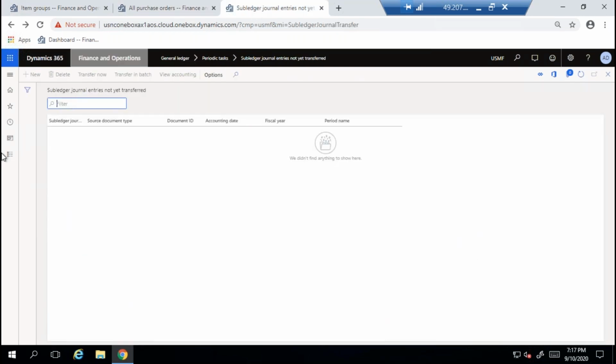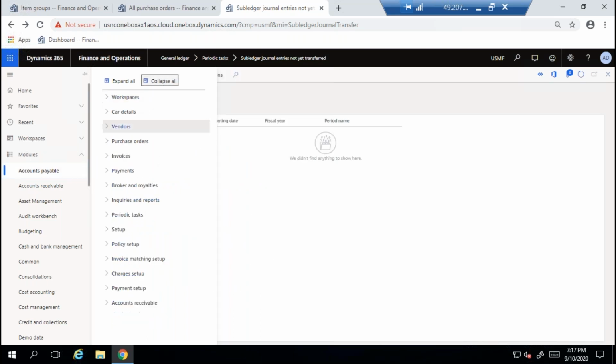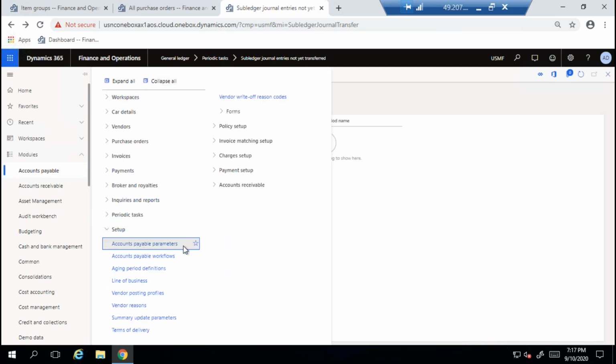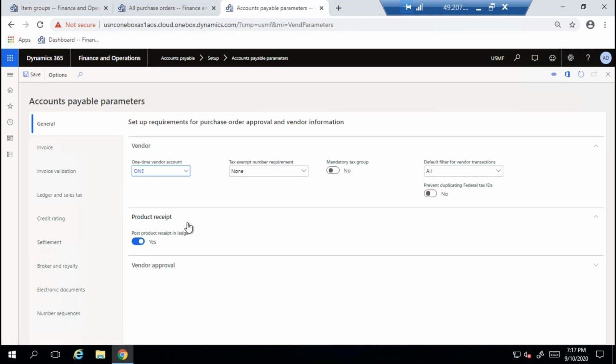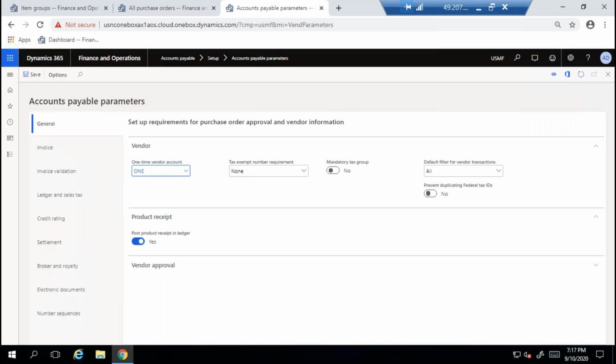Let me keep this one. I don't want this one. So this checkbox we enabled. Accounts payable module, setups, AP parameters, accounts payable parameters, post product receipt in ledger. Am I right? This is the checkbox we are using.